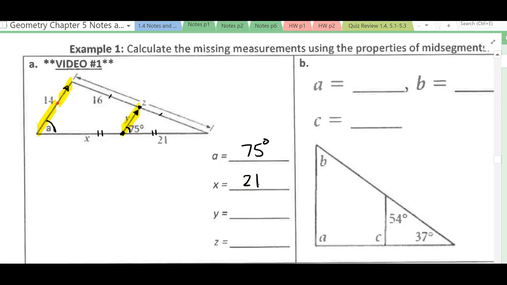And next, moving on to Y, we talked about the fact that this mid-segment is half the length of the other side of the triangle. So since this third side is 14, Y is going to be 7. And looking for Z now, we know that the mid-segment divides that side into two congruent pieces because it connects the midpoints. So since this side is 16, this side is 16. And Z is going to be a total of 32.